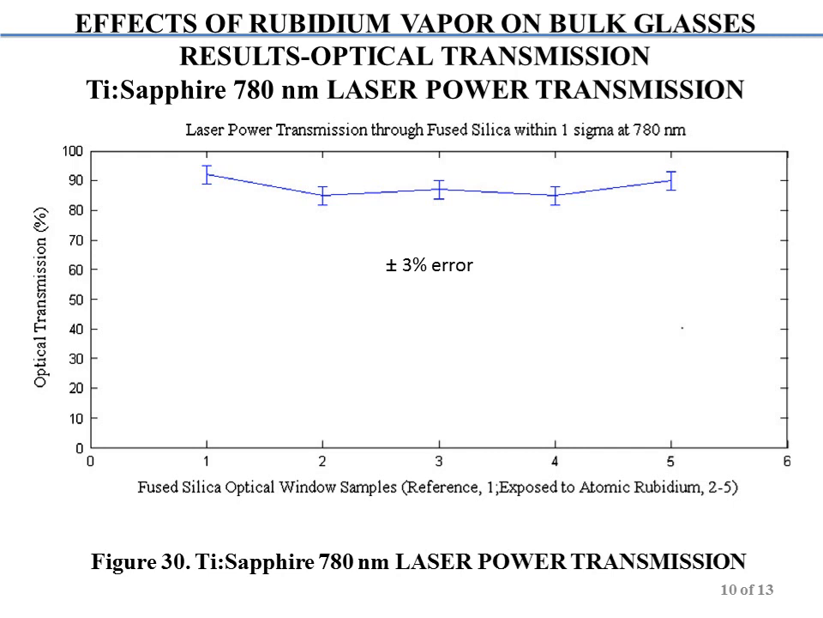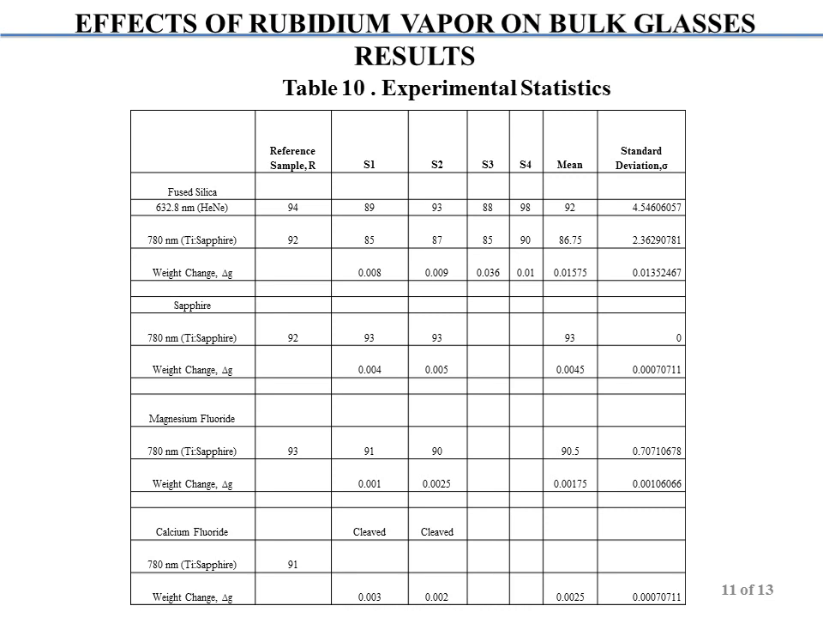The next slide shows the optical transmission. In addition, Table 4 shows absorption at 780 nanometer, which is the atomic rubidium pump resonance wavelength, appears to be consistently greater than at 632.8 nanometer for all fused silica samples, with a maximum optical transmission loss difference of 8% between both wavelengths. The maximum weight gain, potentially owing to rubidium absorption into the fused silica surface, was detected in fused silica at 0.036 grams.